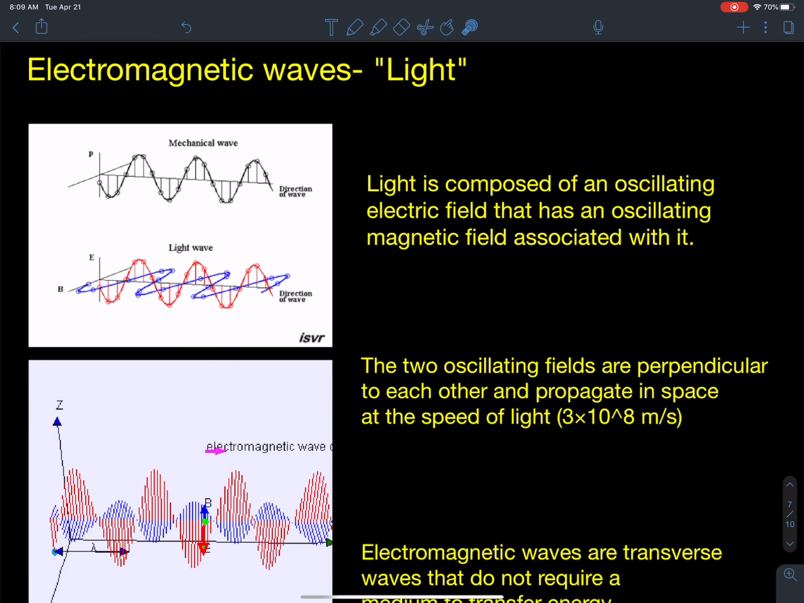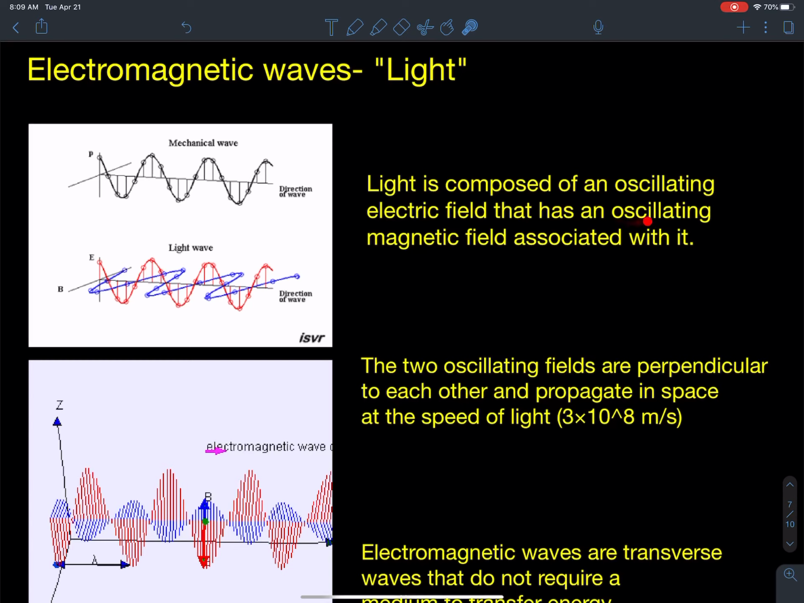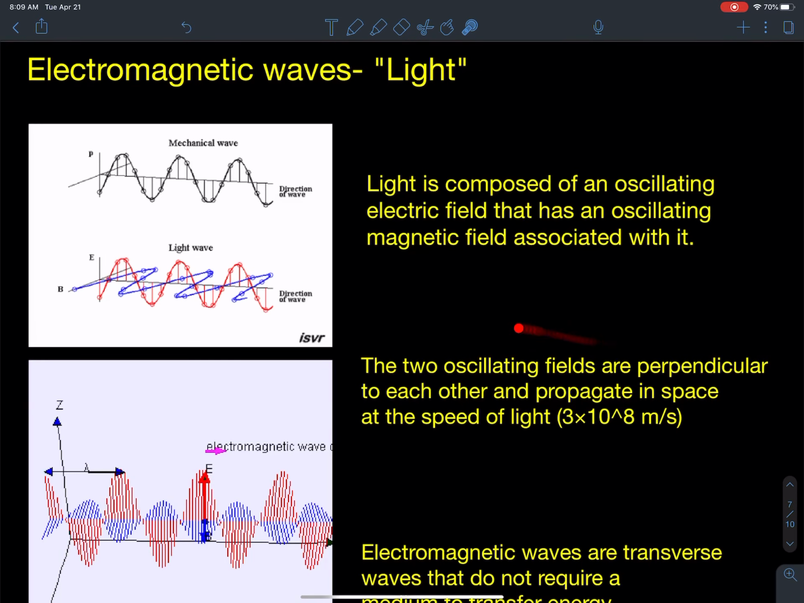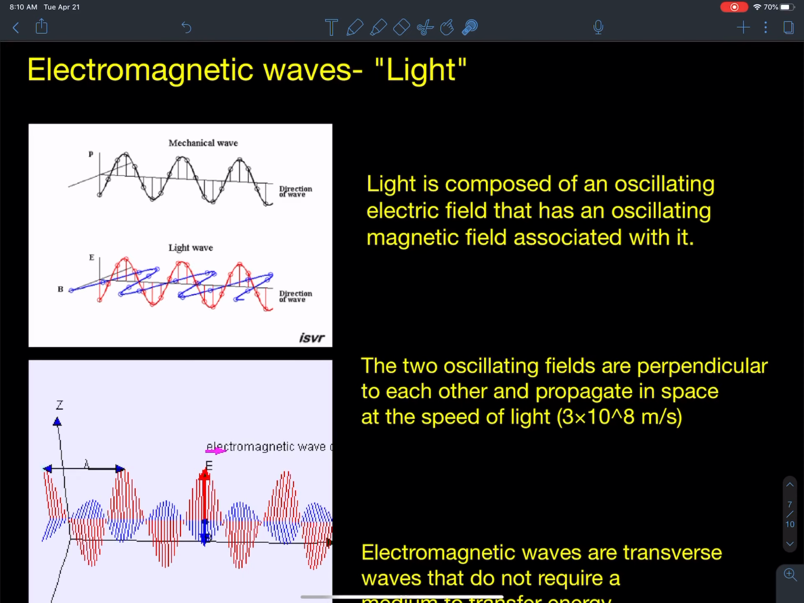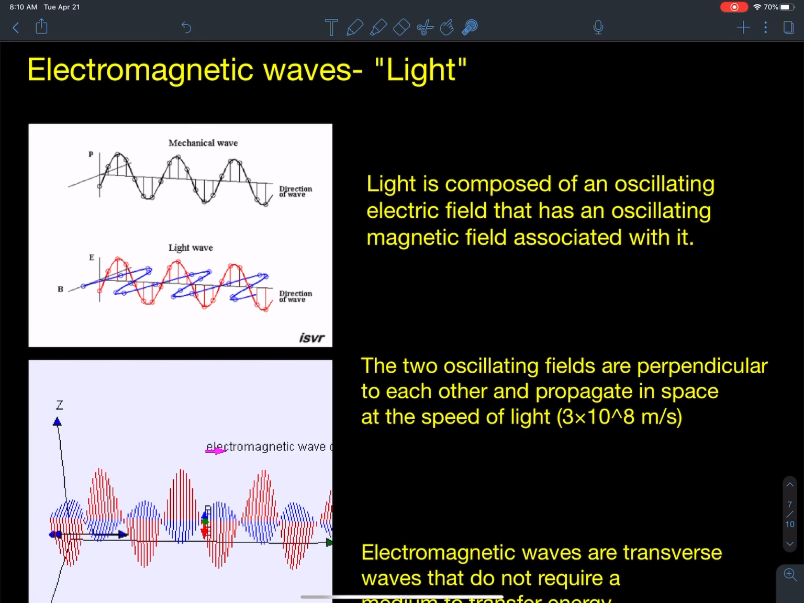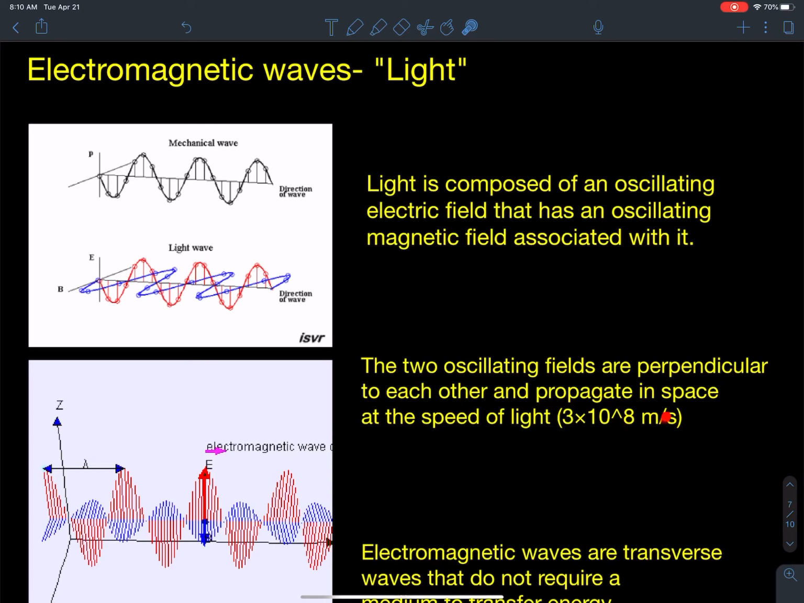So light is composed of an oscillating electric field that has an oscillating magnetic field associated with it. And the two oscillating fields are perpendicular to each other. That's important to know. And they propagate in space at the speed of light, roughly around 3 times 10 to the 8 meters per second in a vacuum. That's important for us to know.